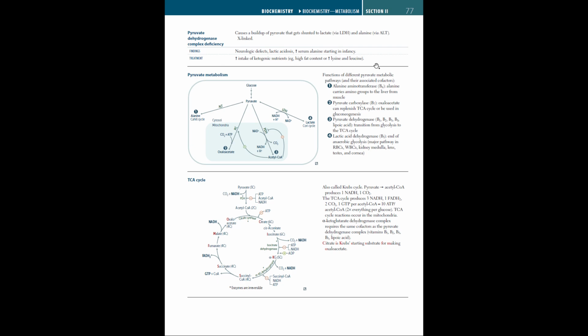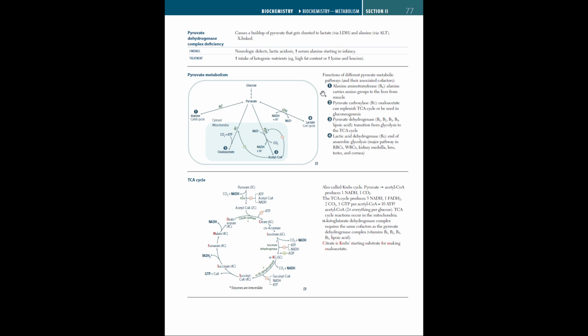Next, we have pyruvate metabolism. Now, pyruvate is an important chemical compound in biochemistry. It is the output of the anaerobic metabolism of glucose, known as glycolysis. And keep in mind that one molecule of glucose breaks down into two molecules of pyruvate. With the help of ALT or LDH, pyruvate gets shunted either to alanine, into the Cahill cycle, or into lactate in the Cori cycle. And the functions of the different pyruvate metabolic pathways are listed here.